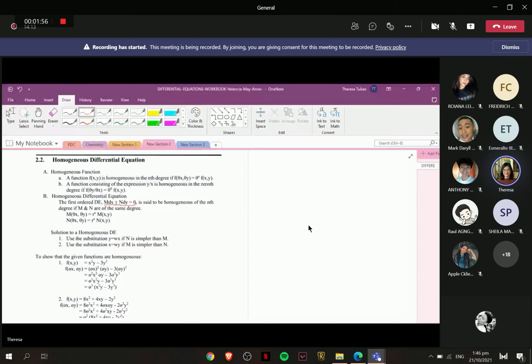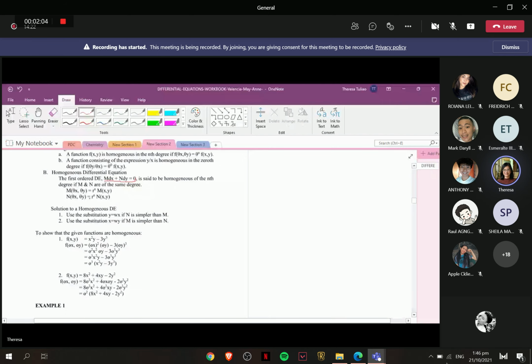If it passes the test that it's a homogeneous differential equation, we can use two types of substitution. If N is simpler than M, in terms of the form of the equation, then we're going to use the y substitution: y is equal to wx. But if M is simpler than N, then we're going to use the x substitution, which is x is equal to wy.